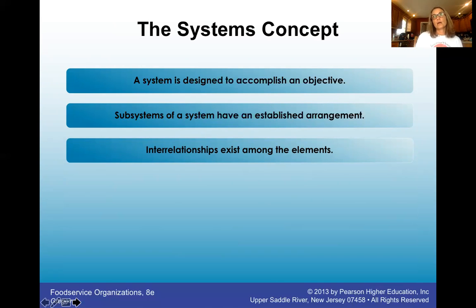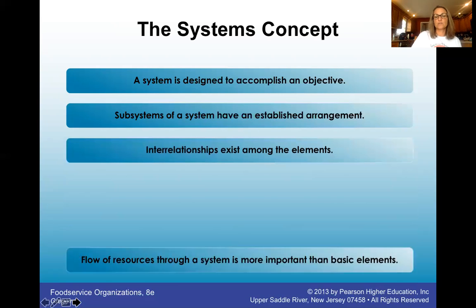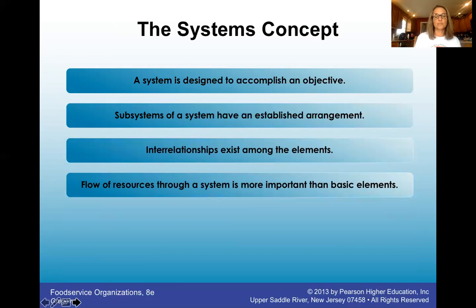So, I always say that the dish room is the most important, because if you don't have clean dishes, you can't serve your food and you can't prepare it. And so you have to have people able to do sanitation and cleaning to make sure all the other parts of the food service work the way they need to. You have a flow of resources through the system.